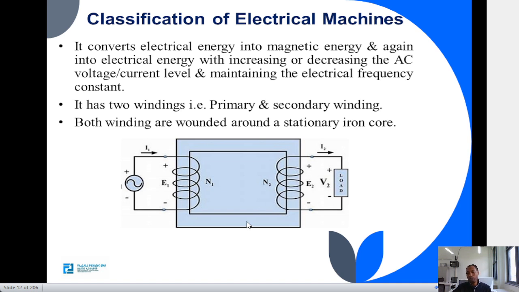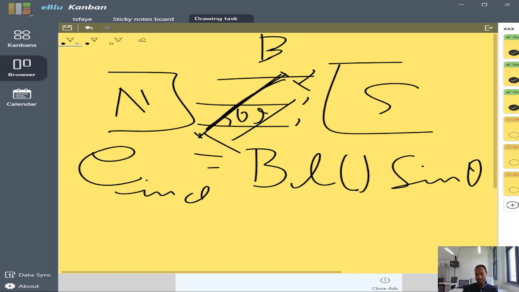We call it a transformer action. This machine converts electrical energy to magnetic energy, and this magnetic energy is again converted to electrical energy at the secondary part, based on the number of turns of the windings.